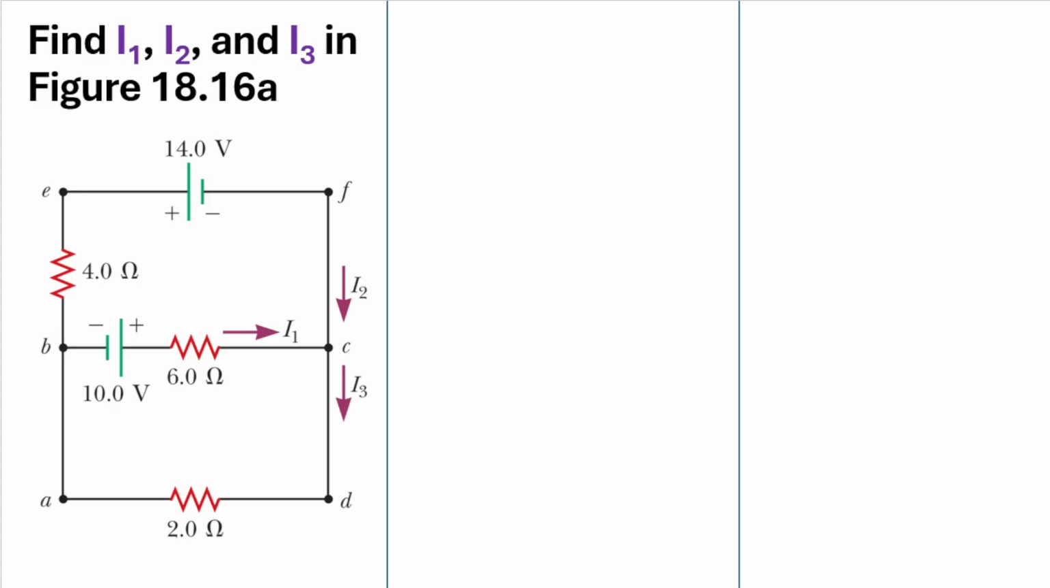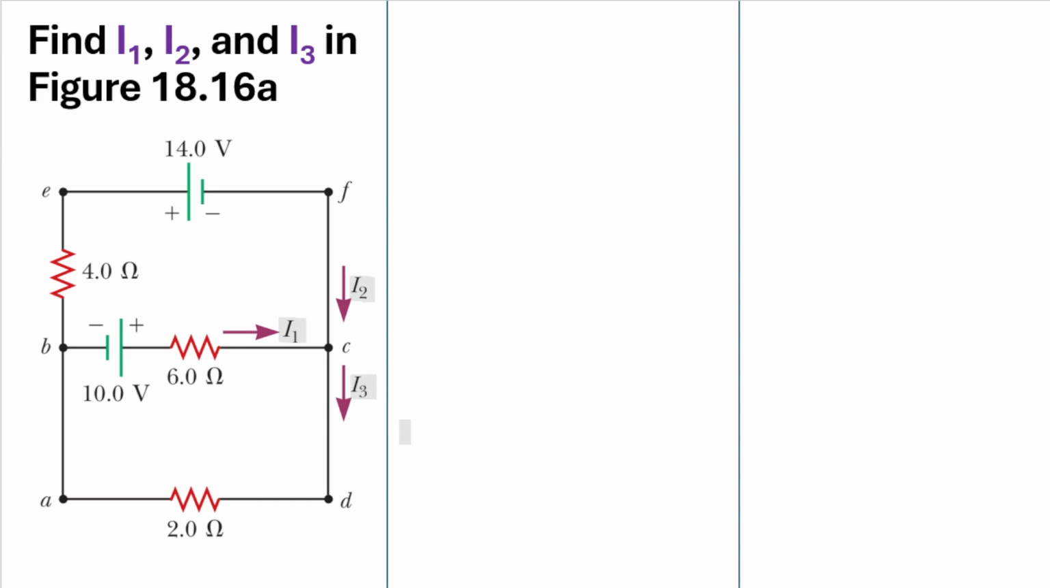Hello, my name is Ardi, and here the question is: find I1, I2, and I3 in this figure. What is I1, what is I2, and what is I3? It is this current here. I1 is this current here, I2 is this current here, and I3 is the current here.